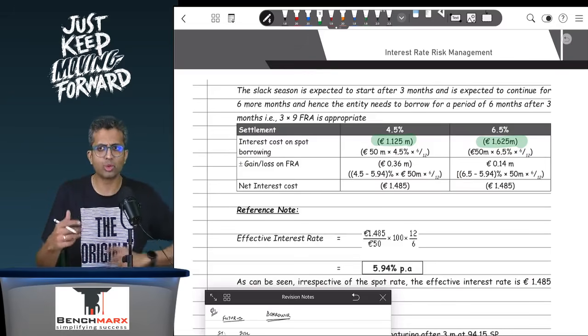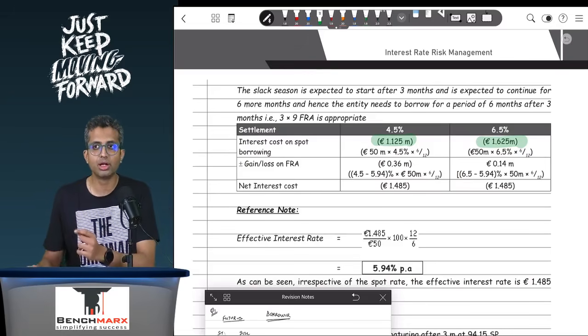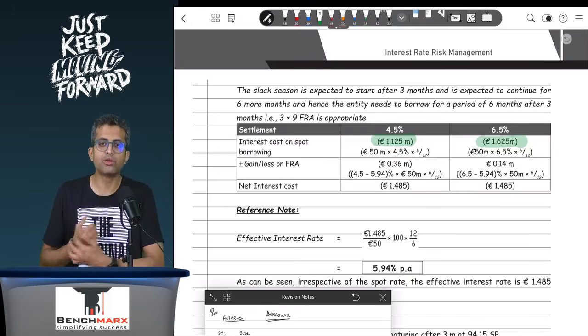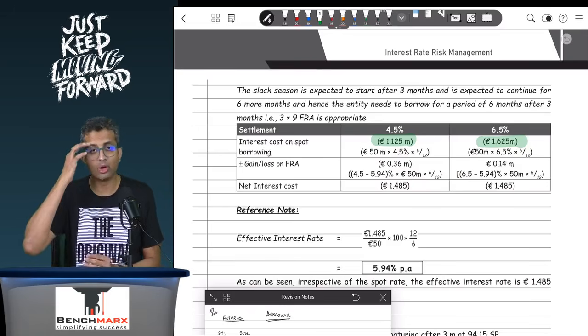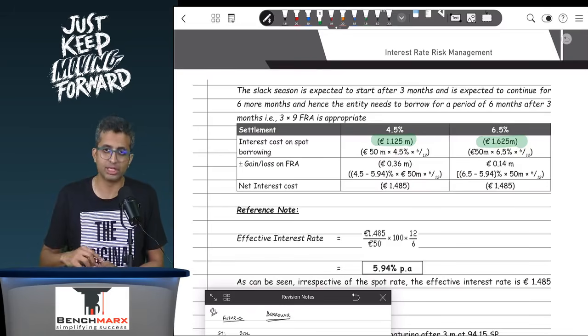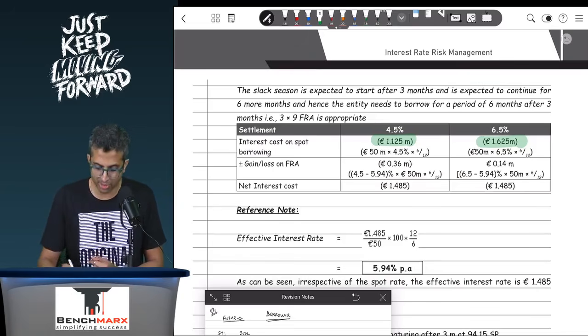So we will say, at what rate have we purchased the FRA? Well, we have purchased the FRA at 5.94, and now if you want to offset it, you will have to sell it. You will sell it at what rate? Sir, 4.5. So selling price minus cost price, 4.5 minus 5.94 in percentage into 50 million into 6 by 12.